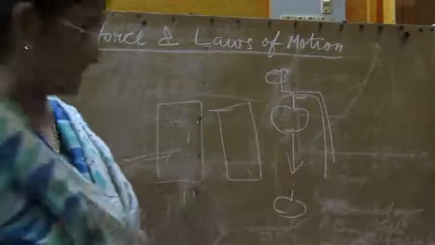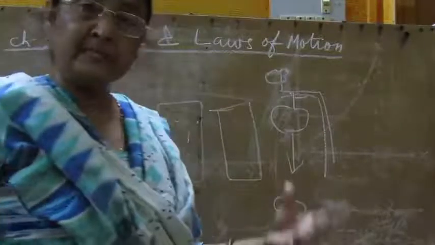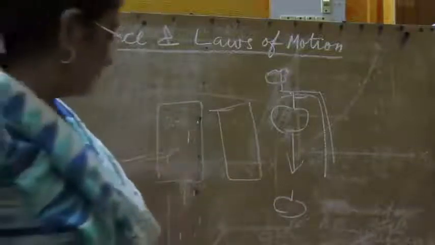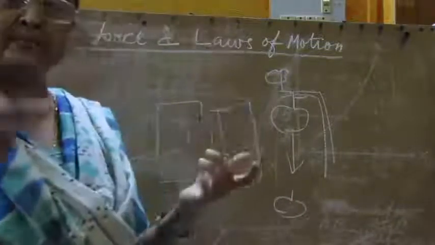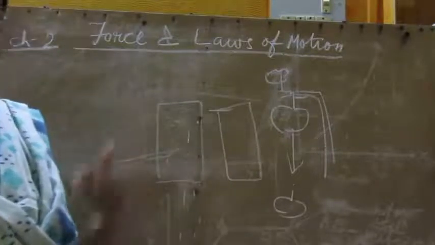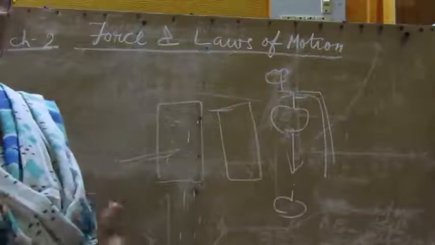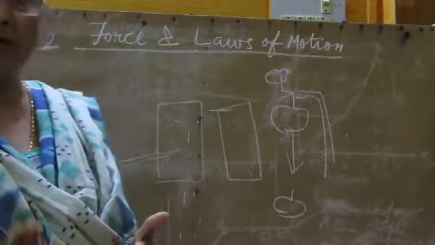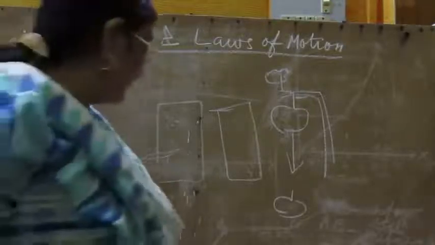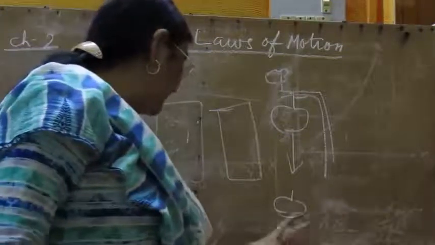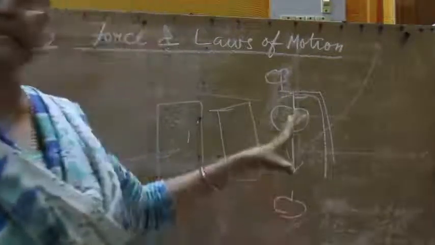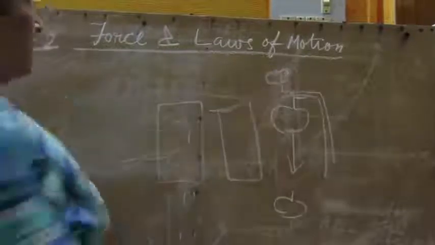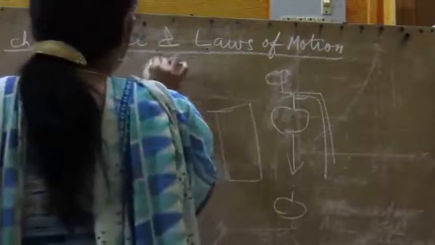This is the physics. So why do they fall? Because of the inertia of rest. I already explained it in my previous video. What is inertia? Inertia means the tendency not to change the position or the state of the object. So these are the examples I have given.